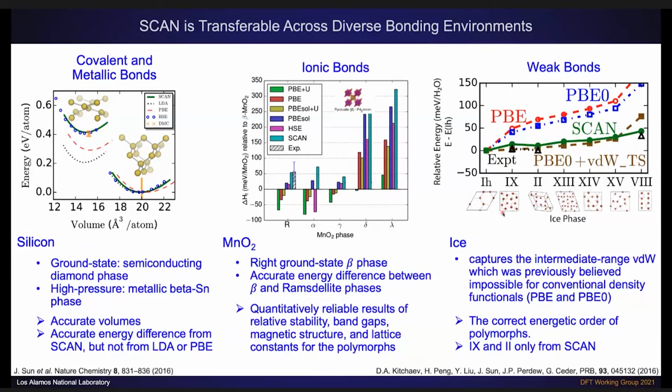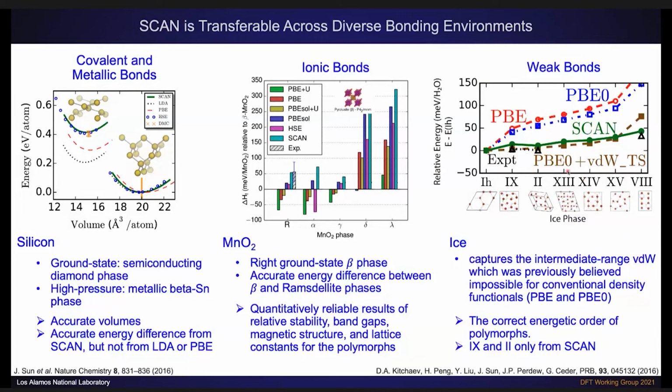And then for ice, since we have so many different bonding environments, SCAN is actually following very nicely to these more heavy functionals with PBE plus van der Waals. And so overall, we see a very high degree of transferability of this functional across many different families.